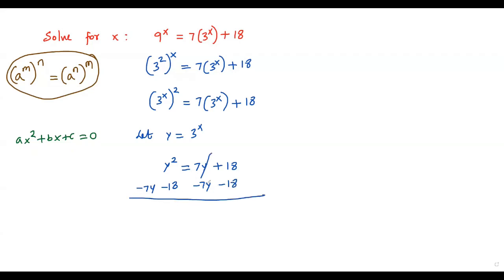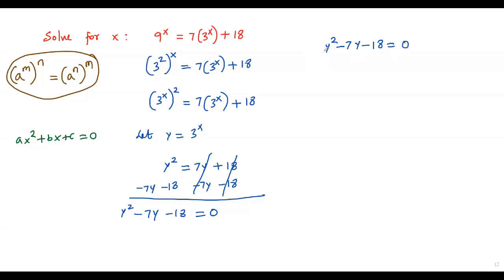So when I do so, positive 7y and negative 7y will cancel out, positive 18 and negative 18 will cancel out. I get y squared, then negative 7y, negative 18 on the left side. On the right side we have nothing, so I have to write 0. Now this quadratic equation is in standard form because we have everything on the left side and 0 on the right side. So what is the coefficient of y squared over here? There is coefficient 1 for y squared. So I think we can solve this quadratic equation by factoring.